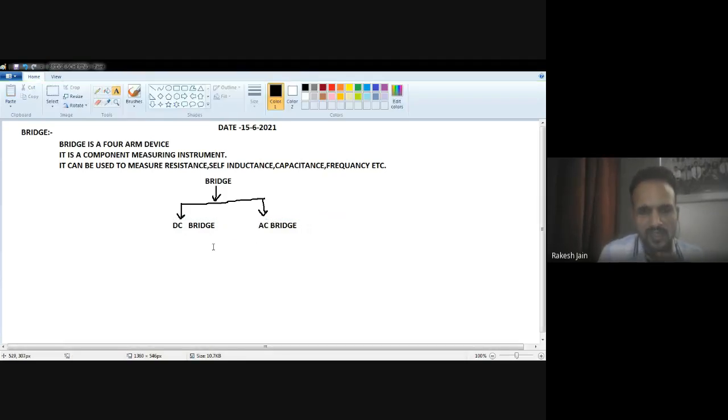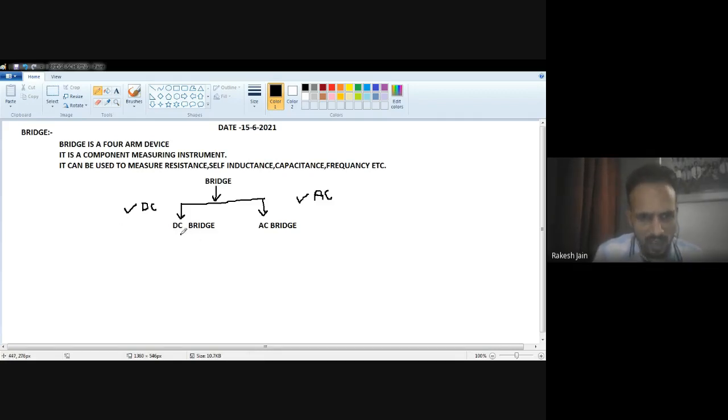Now, what is the difference between the DC bridge and AC bridge? First of all, the DC bridge uses a DC power supply, whereas for proper working, the AC bridge uses an AC power supply in its circuit, as the name implies, direct current and alternating current source. The DC bridge uses a detector like the galvanometer, whereas the AC bridge uses a detector like headphones. So the detector element is the second difference.